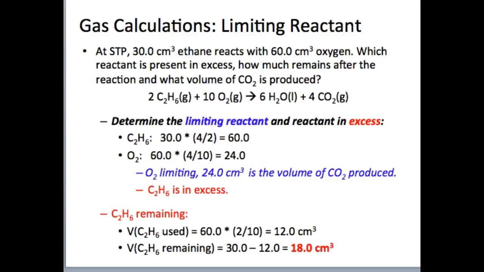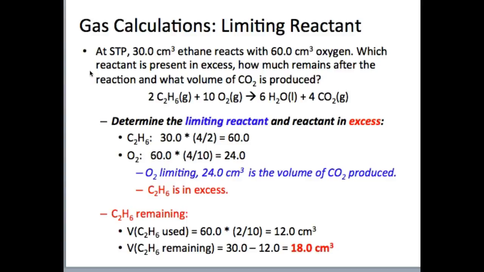Okay, so here's our last example. We're going to step it up a little bit. We're going to do a gas calculation involving a limiting reagent. At STP, 30 centimeter cubed of ethane reacts with 60 centimeter cubed of oxygen. Which one is present in excess? How much remains after the reaction? What volume of CO2 is produced?